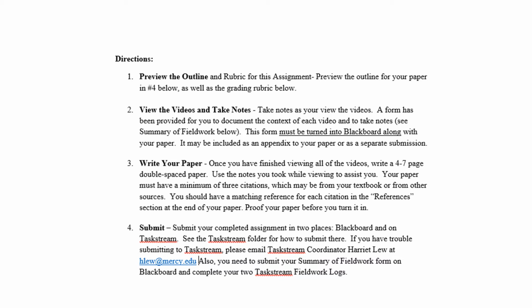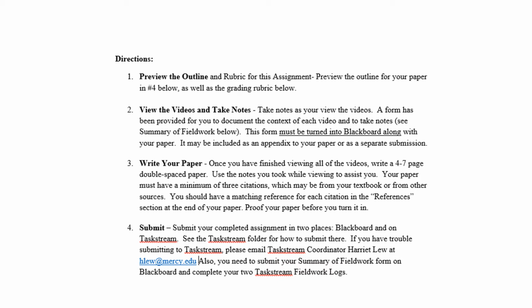Your paper must have a minimum of 3 citations, which may be from your textbook or from other sources. It's okay if they're all from the same source. I'm just looking for 3 citations. You should have a matching reference for each citation in the references section. If you're unsure about what I mean by that, go and look through the APA materials on the course site, or email me your specific question. After you write your paper, be sure to proof it.